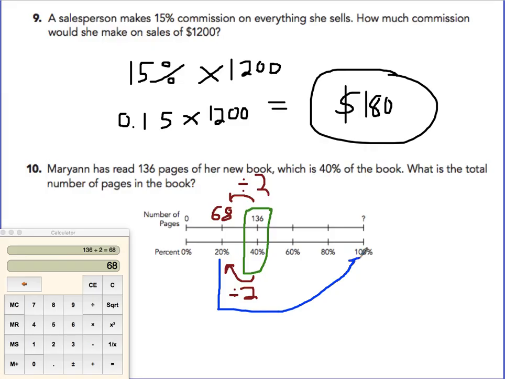Now I can go 20 all the way up to 100. So 20 times 5 would be 100. So let's do the same here. These have to stay in proportion. So 68 times 5, that'll be 100% of the book, so 340 pages.